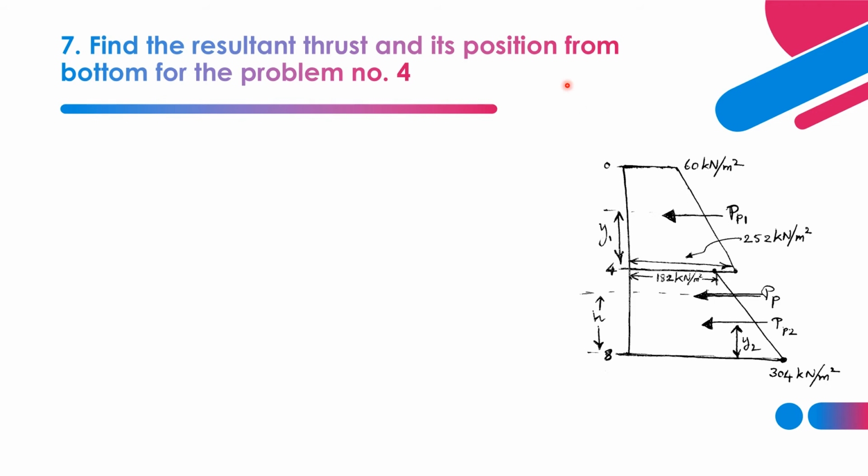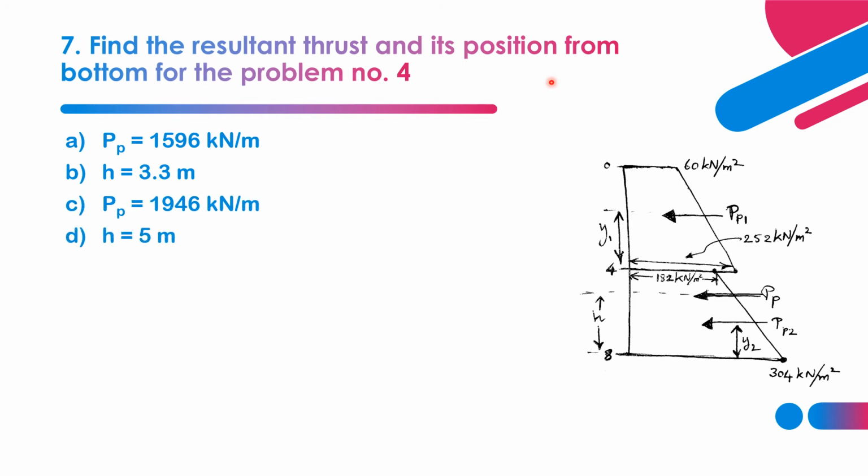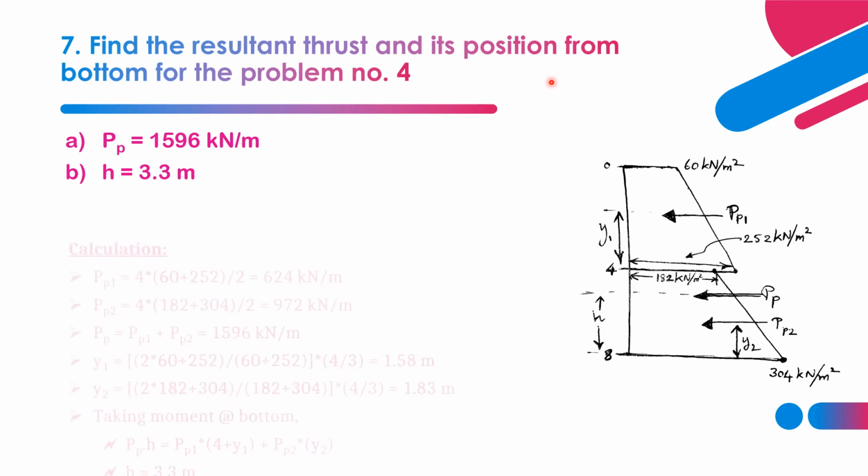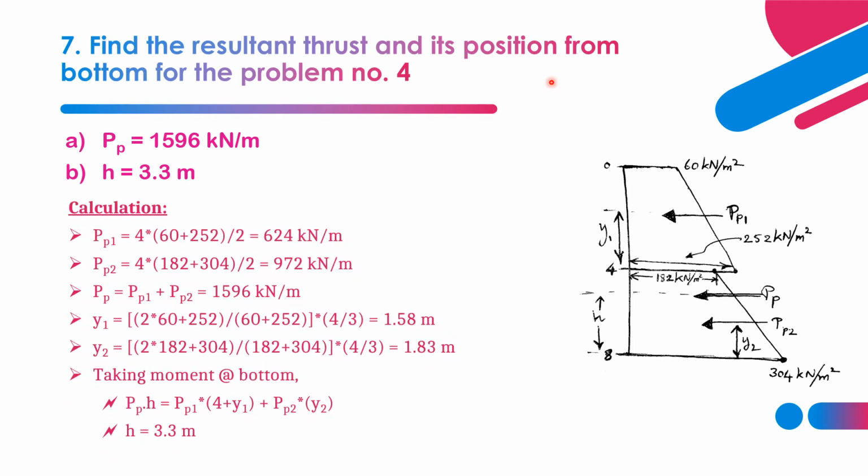The same data has to be followed here to determine the resultant thrust and where it is acting from the bottom or the base of the backfill, that we have to find. So that is denoted by PP, and the position of it, which is measured from the bottom, is denoted as small h. Here the options are A, B, and correct. PP is equal to 1596 kilonewton per meter run, and it is acting at 3.3 meter from the base. Now let's see the calculation part, how it will be found.